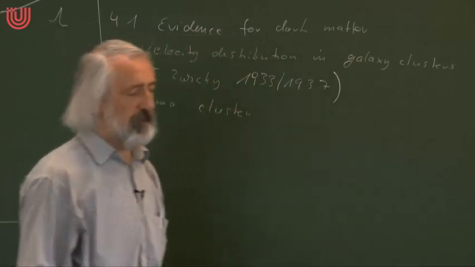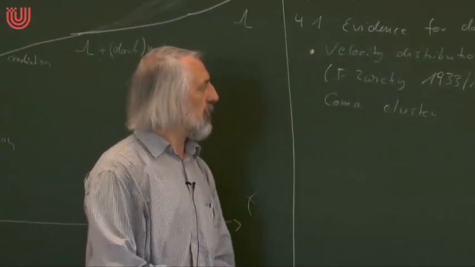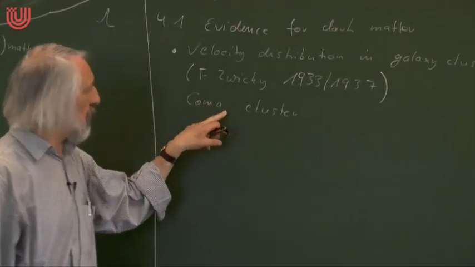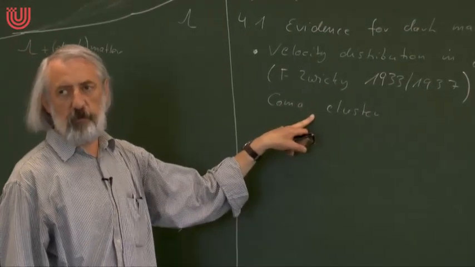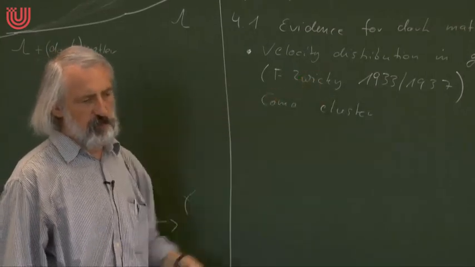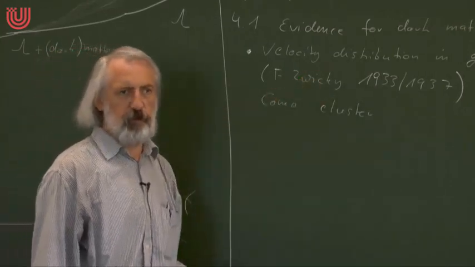And actually, this number was wrong. Today, we don't believe that it is that big. The reason was that he dramatically underestimated the distance of the Coma cluster. And our distance scale has changed in the course of time. There was a mistake in early years.